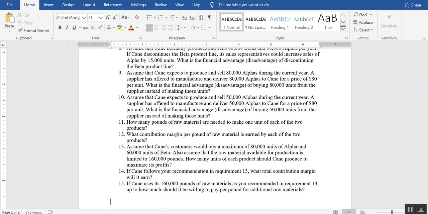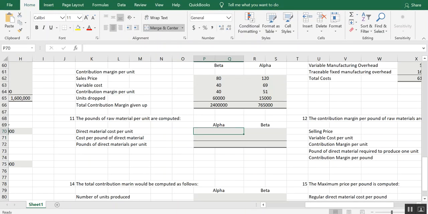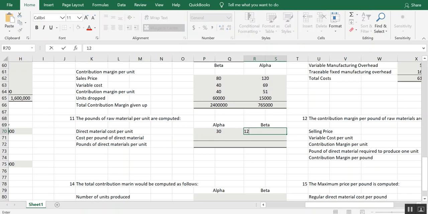Number 11 is going to go a little bit different direction now because we're starting to look at things where we deal with constrained resources. So with number 11, it says how many pounds of raw material are needed to make 1 unit of each of the two products. Now in this problem, they don't tell us how many pounds are needed for each product, but they tell us what the cost is. So we have direct material cost for alpha of 30, direct material cost for beta of 12.